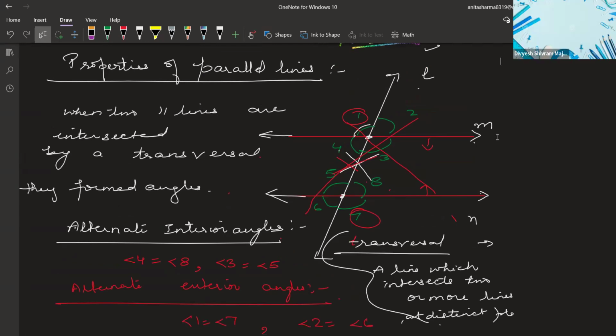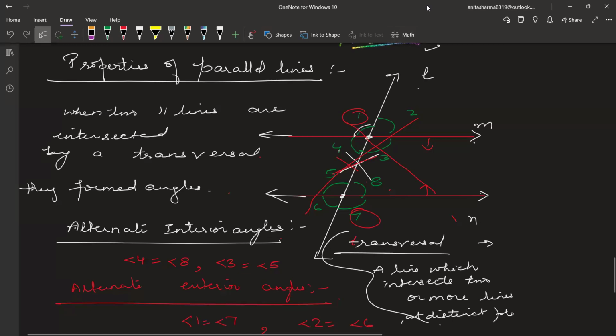Ma'am, done. Okay. All have done? Yes, ma'am. Can we throw our thumbs up? Ma'am, alternate interior angles means the angles which are within the two parallel lines, right? Interior means yes, inside the parallel lines, and exterior means outside area, right? Yes, ma'am. Kindly show me a thumbs up, children, if you all have written.